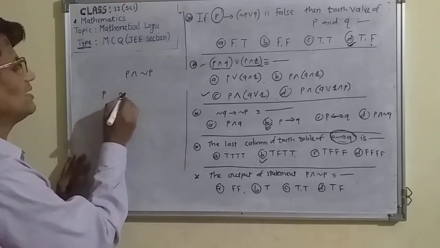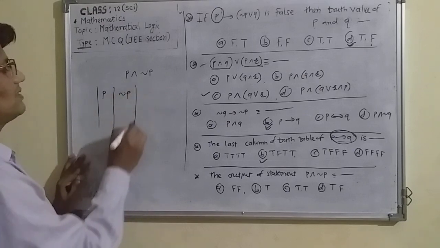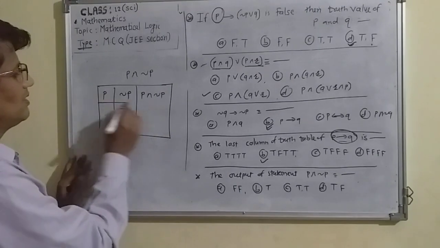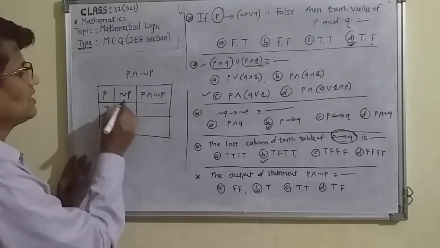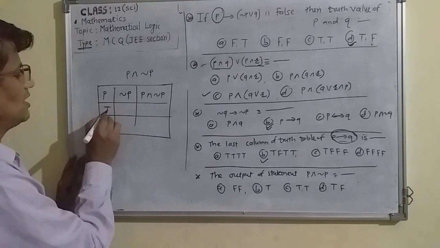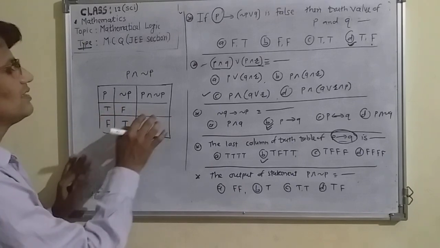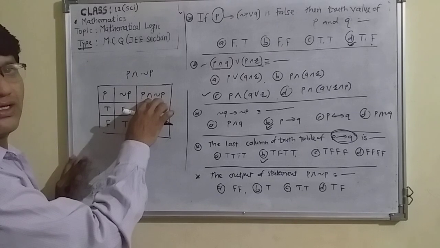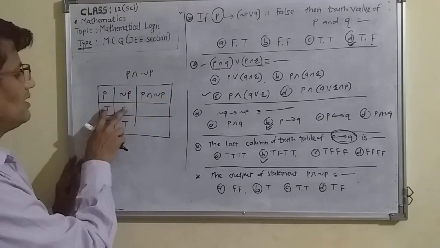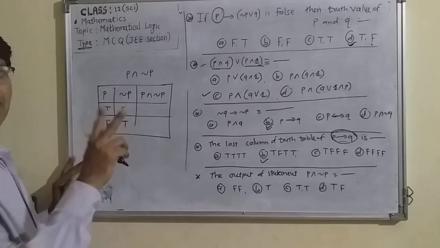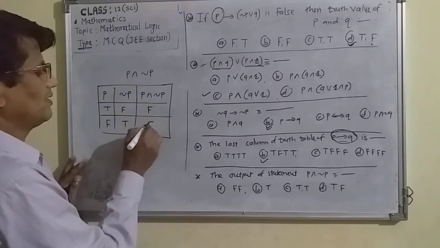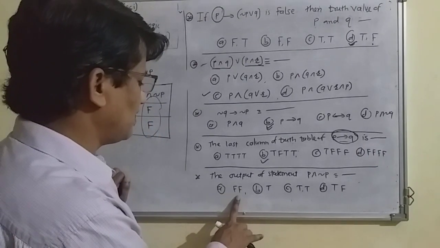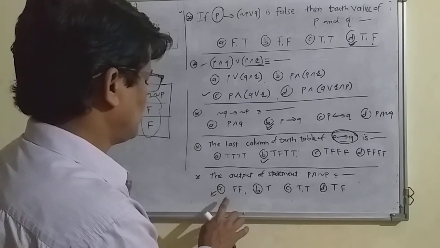So write here negation P, and a column here for P and negation P. Here only T and F. Negation of T is F, negation of F is T. And here two statements are connected by and, and the result of and is T only if both are T. Here not both T, here also not, otherwise F. So the answer of this question is double F. Just observe where it is double F. Yes, double F here. So our answer is double F.